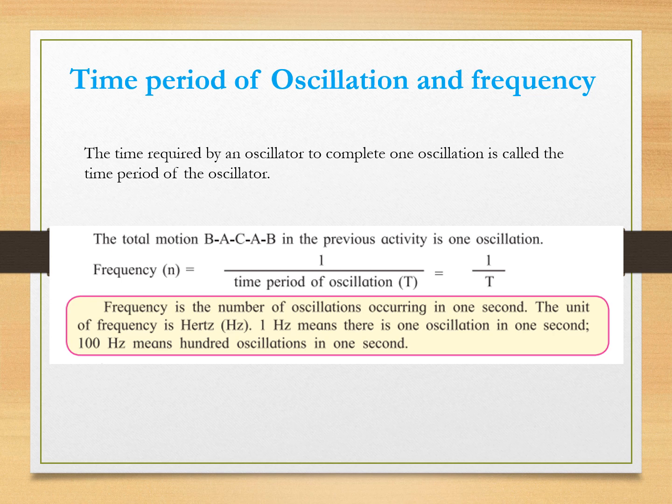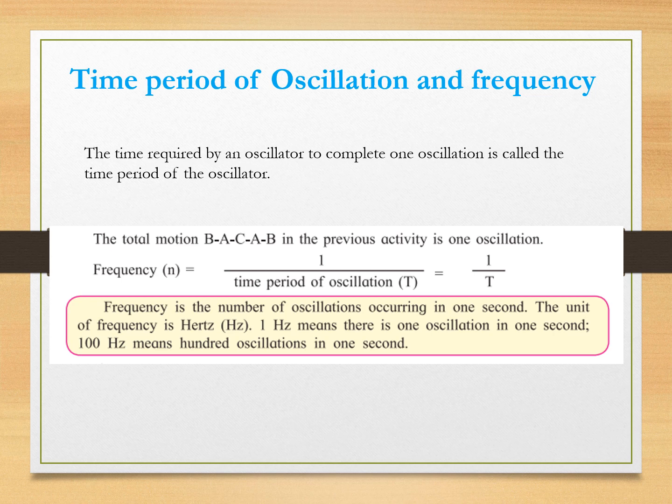So we can write frequency as small n. Frequency is equal to what? 1 upon the time period of oscillation, capital T. So we will get the formula frequency n is equal to 1 upon T. Okay, this is the formula to calculate the frequency of oscillation. So frequency is what? 1 upon T, the time period of oscillation.